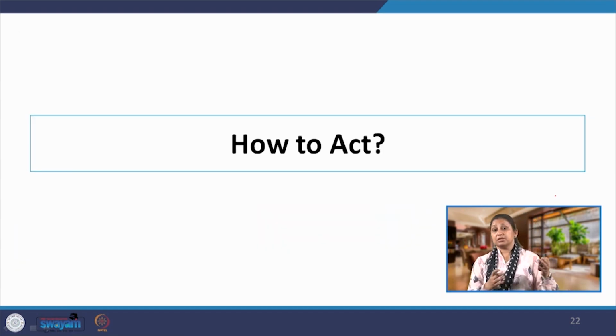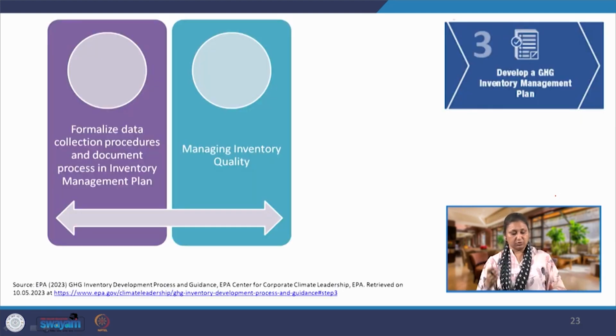And then this is what to do. We are talking about what to do. How to really do it: we have to formalize data collection procedures. So, we have to know how to collect the data, what to collect, and then we process it and document it. Here we are talking about the inventory management plan.